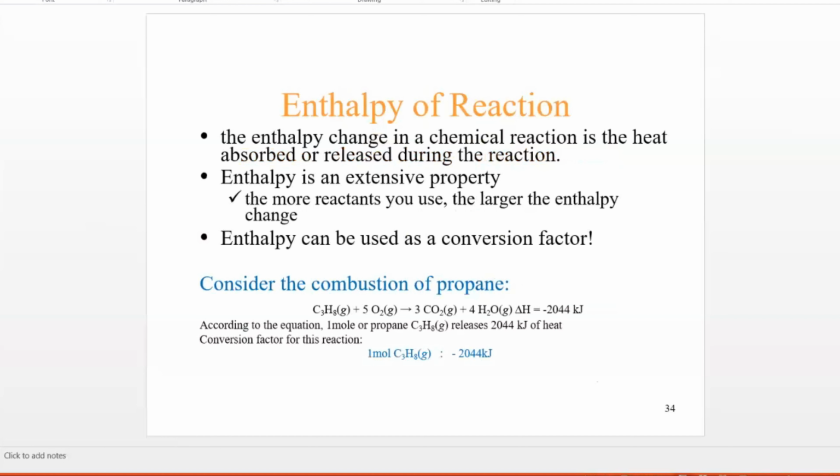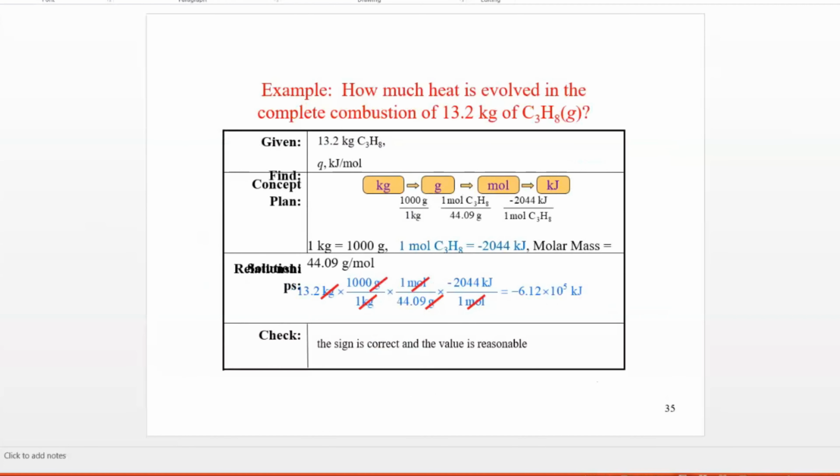So we have a combustion reaction, we have a delta H per mole of what is being combusted, and then we can correct that for any stoichiometry or any amount of grams, in this case kilograms, 13.2 kilograms. We can find the moles, then multiply that by our heat per mole of enthalpy to figure out our heat, delta H, of the sample.